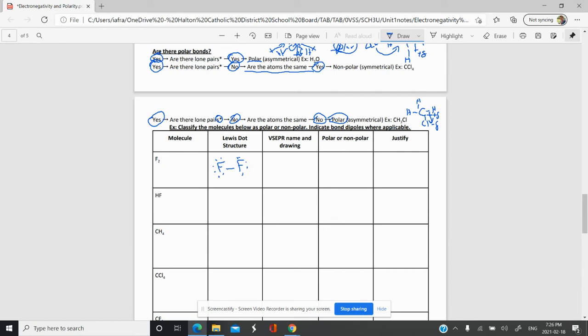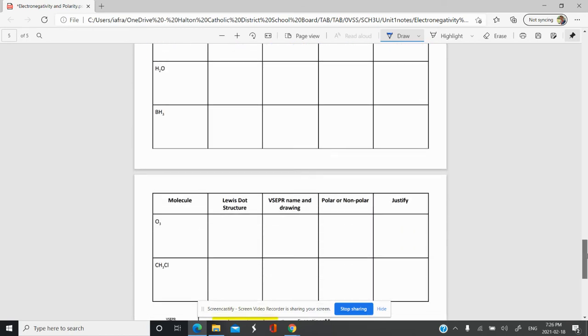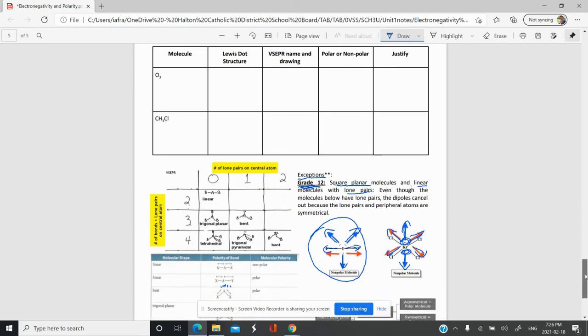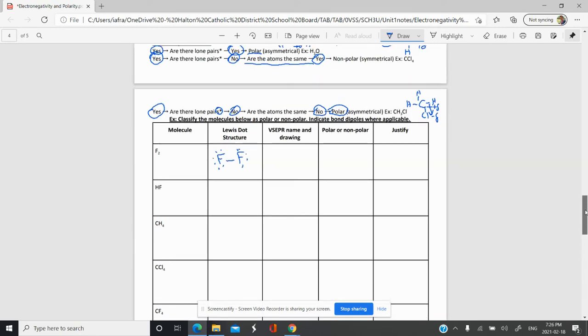Like that. And we're going to draw the VSEPR drawing and the VSEPR name. So this is just one with two atoms, and when there's two atoms, it's going to be linear. And we're going to figure out what the electronegativity difference is between the two atoms, and it's just two Fs.